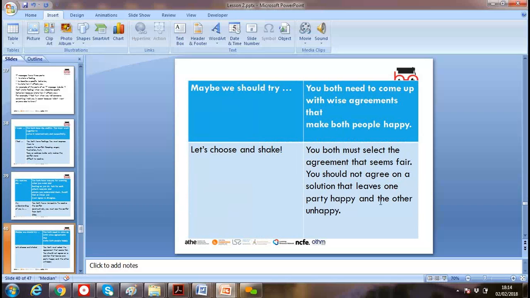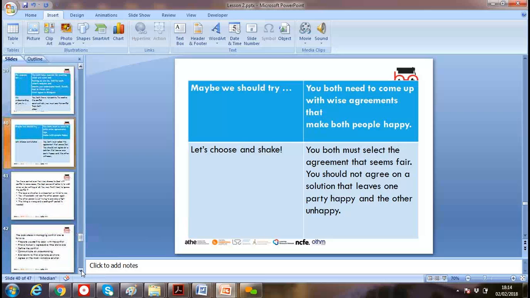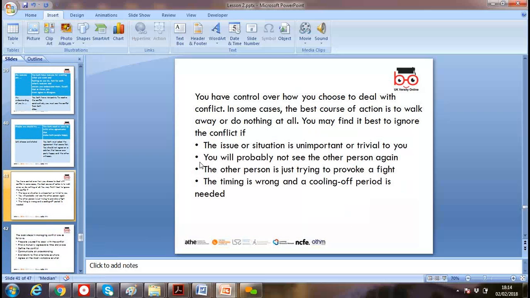Maybe as the management side, you both need to come up with an agreement that makes both people happy. So as a manager we need to look around to make both happy. You must select an agreement that seems fair, and you should not agree to a situation that leaves one party happy and the other unhappy. We need to keep both parties happy, but the real world is quite difficult sometimes.